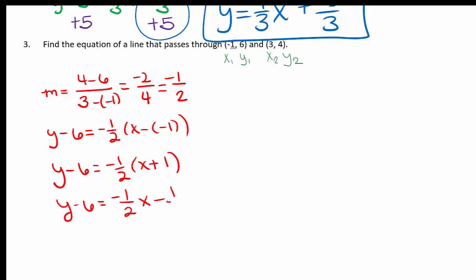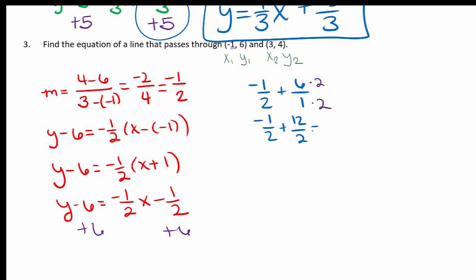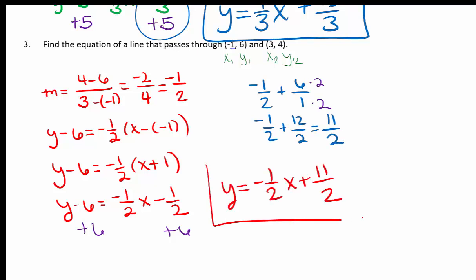We can distribute the -1/2. -1/2 times x, -1/2 times 1. To finish, I'm going to add 6 to both sides. So I have to figure out what is -1/2 plus 6 over 1. That is 11/2. So my final answer would be y equals -1/2 x plus 11/2.